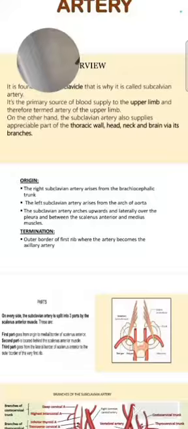The subclavian artery, from the origin, arches upwards and goes laterally over the pleura and between the scalenus anterior muscle and scalenus medius muscle, and it covers the pleura and terminates at the outer border of the first rib, where the artery then continues down as axillary artery. So the termination of subclavian artery is the outer border of the first rib.